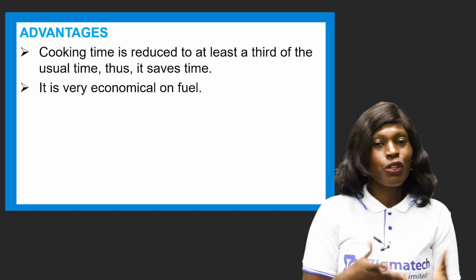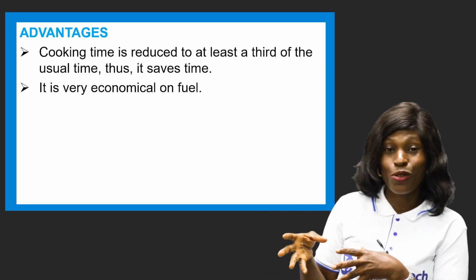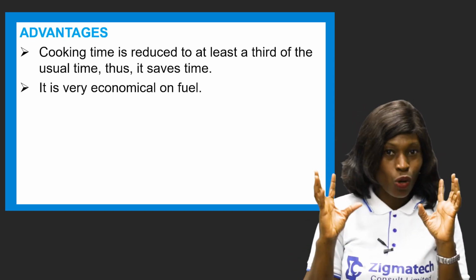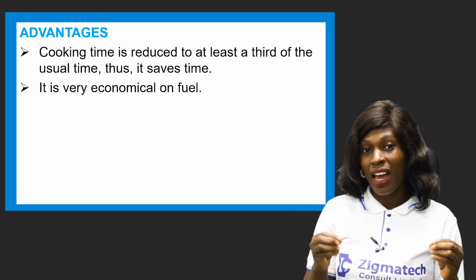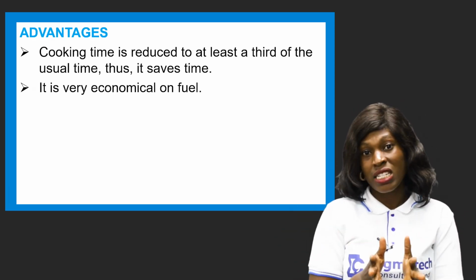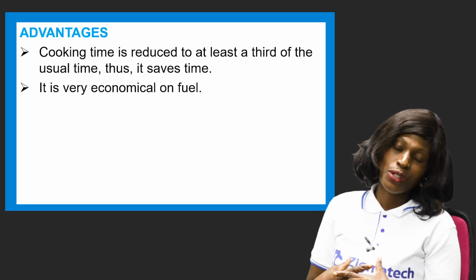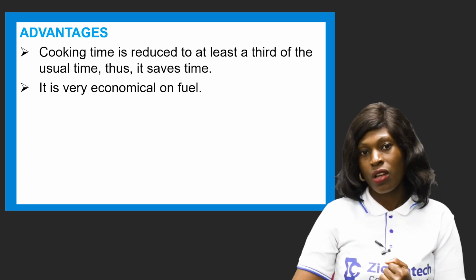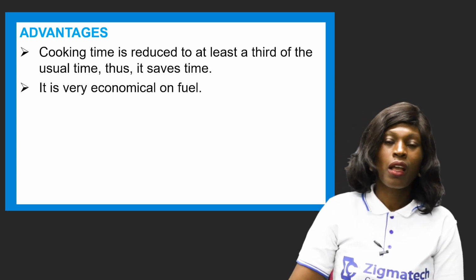Now, if you're not using your pressure pot, there are other natural ways you can get your tough cuts of meat ready fast. I'm sure you know that. You can use your pawpaw leaves. Pawpaw leaves and some slices of pawpaw can actually get your cuts of meat ready fast. Now, back to our pressure pot and pressure cooking. It is very, very economical on fuel. It saves fuel a lot when you're cooking with your pressure cooker.